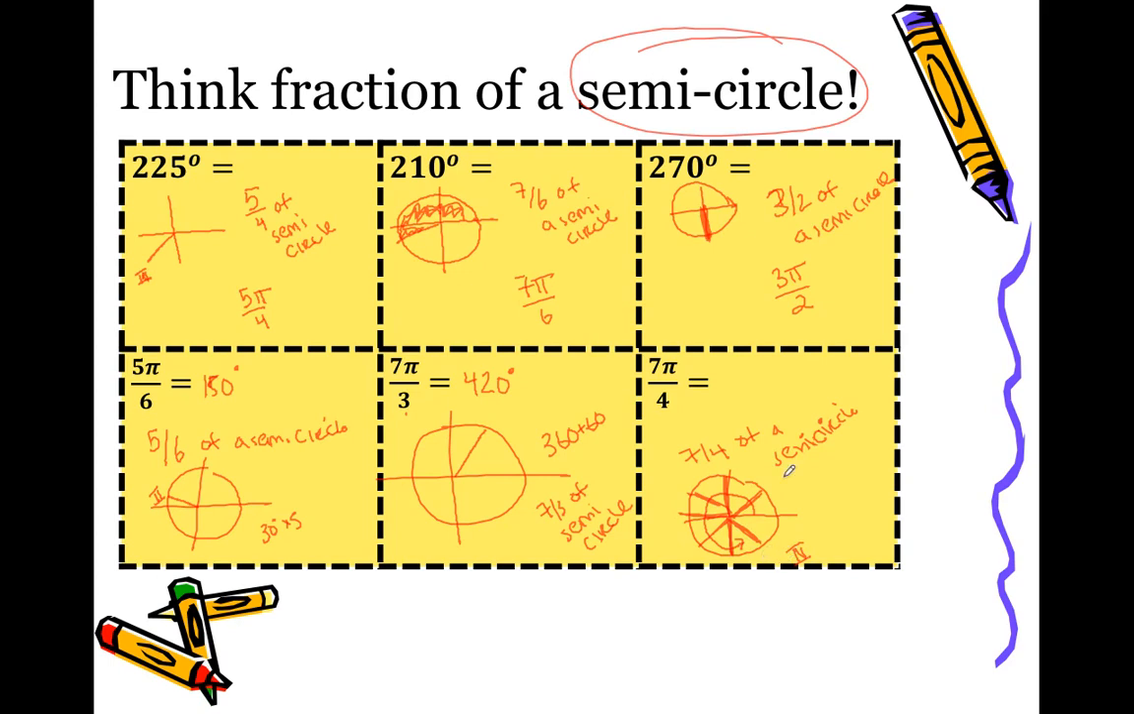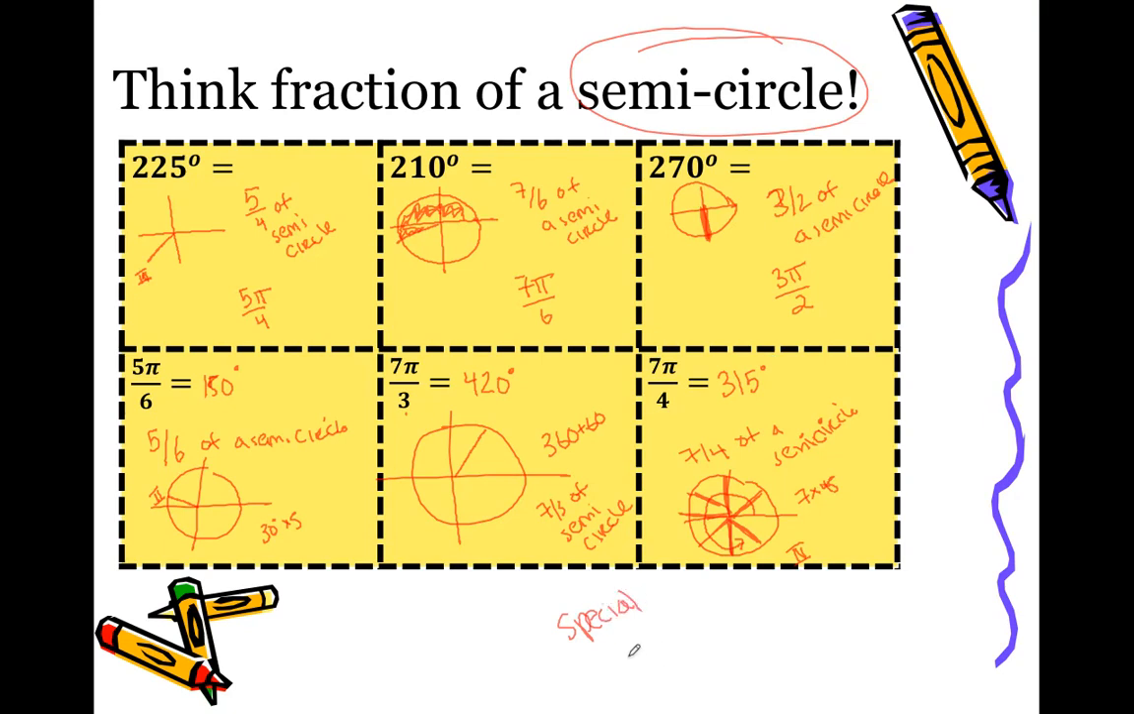We're going this whole way around. Well, 7/4. Well, 1/4 is 45 degrees. Right? A quarter. So you're going 7 of those, right? So you're thinking it's got to be 7 times 45. So how many degrees is that? 315 degrees.